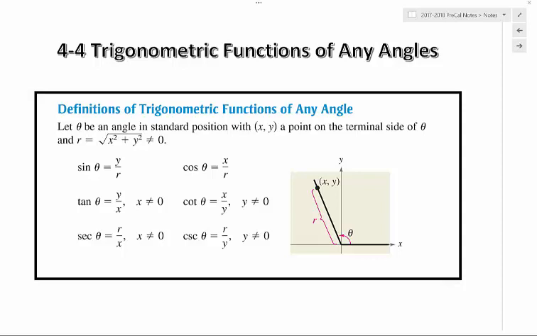Now, these are similar to what we had in 4-2 with the unit circle. The reason why these are similar is because in the unit circle we were always dealing with a radius of 1. But now I'm going to have any point on a standard coordinate plane graph, and I want to find the sine, cosine, and the angle that is formed by that point. In other words, a straight line drawn from the origin to that point. What is that angle? What is the sine, cosine, and tangent, cosecant, secant, and cotangent of that angle?